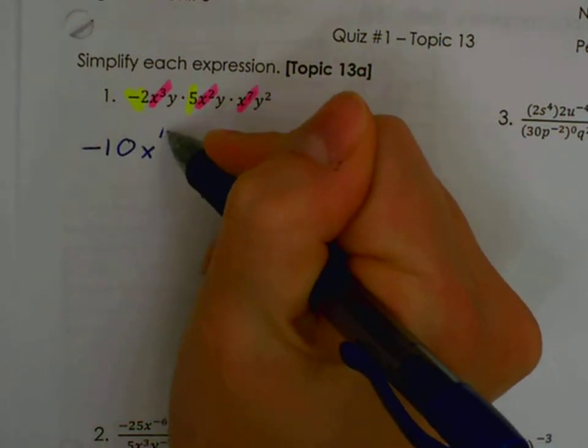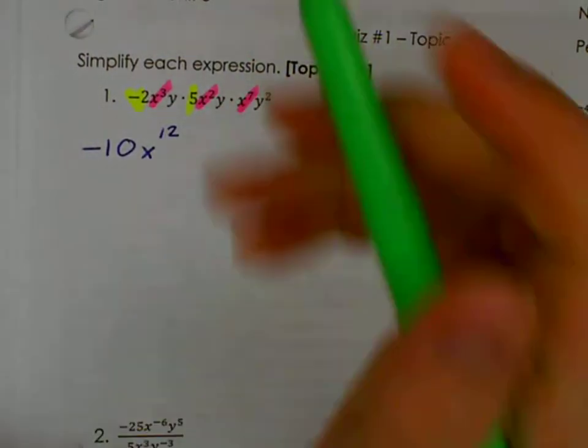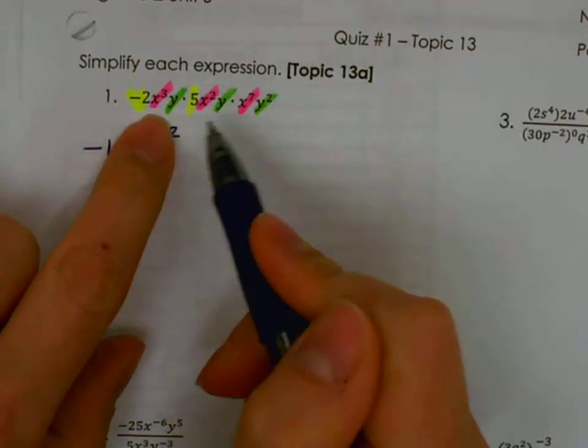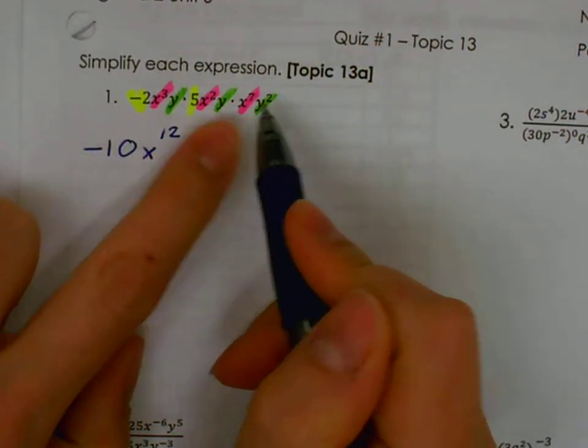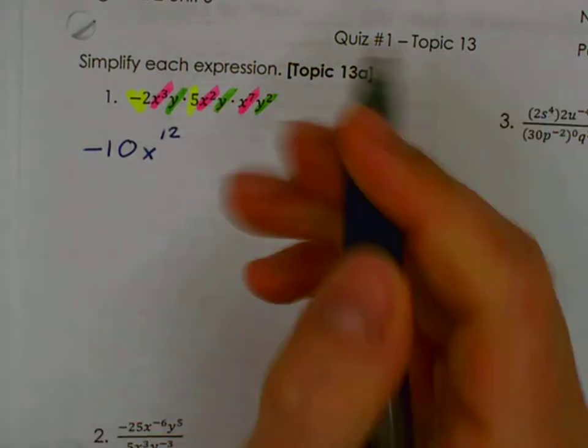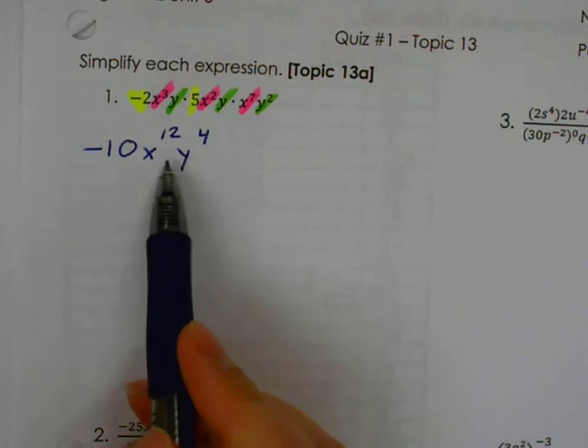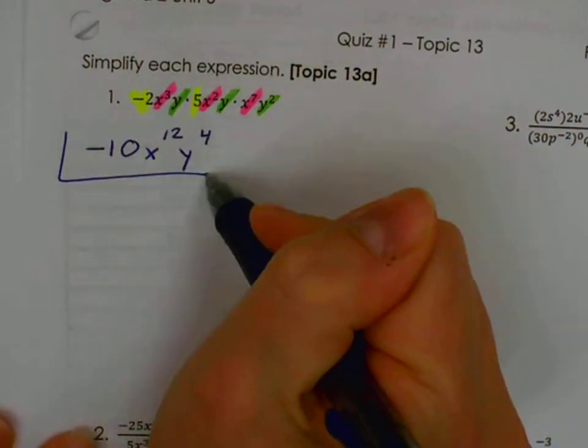And then my y's, I have 1y plus 1y plus 2y. So 1 plus 1 is 2, 2 plus 2 is 4. And then because these are not the same base, I can't do anything more, so I'm done.